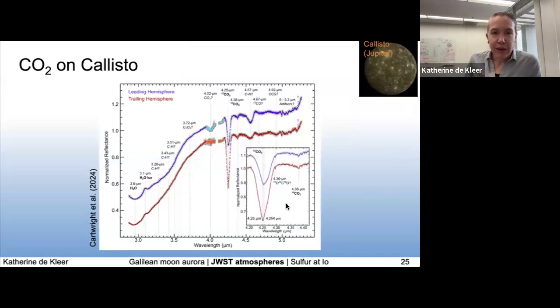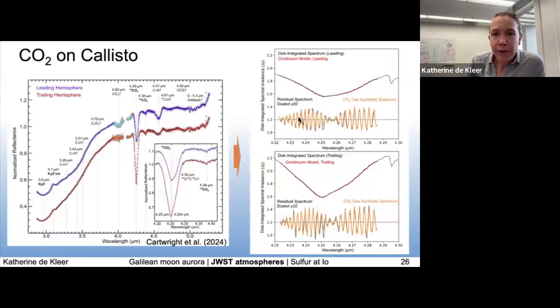But within this CO2 band, you might be able to see on your screen that there's a little bit of a ripple here. If you take the continuum, which again is just the solid state feature, and subtract that off, you see that ripple in the residual spectrum. The spectrum here is in black, and a synthetic CO2 gas spectrum is in orange. And you can see that it's a remarkably good match. So these ripples are not just artifacts in the spectrum, but in fact very diagnostic of the presence of CO2 gas.